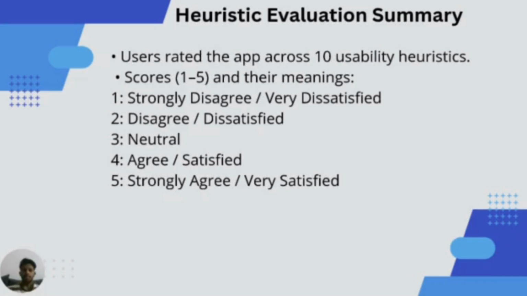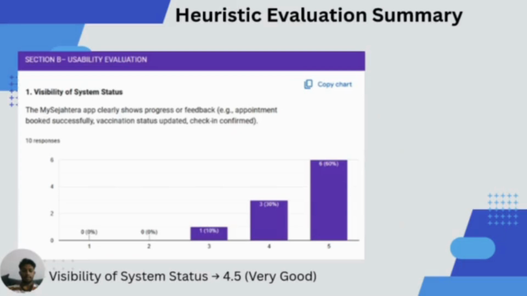And the heuristics evaluation summary: users rated the app across 10 usability heuristics, with scores from 1 to 5 and their meanings: strongly disagree, disagree, neutral, agree and strongly agree. I attached Section B, which is usually the evaluations, and overall 60% voted strongly agree for visibility.